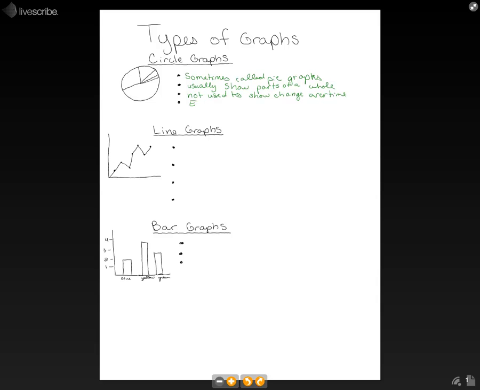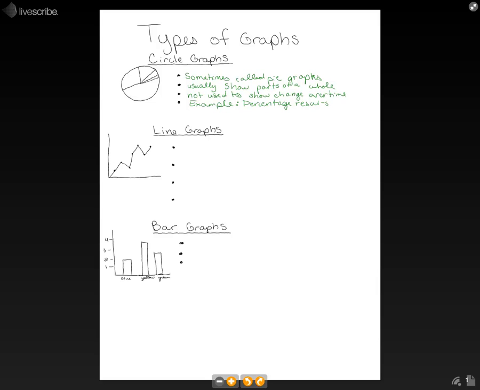So an example for a circle graph might be whenever you're displaying percentage results. Because you have a whole of 100%, and there you can divide up the different percentages of the circle to display your results.